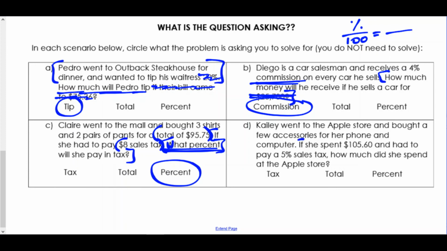And again, I'm really just reading the last sentence because that is what the question is asking. If she spent $105.60 and had to pay 5% sales tax, how much did she spend at the Apple Store? We're looking at how much she spent. The entire amount that she spent. She's not just spending money on tax, she's spending some money on tax and an additional $105.60. We have the percent already, so we're not looking for that either. We are looking for the total.